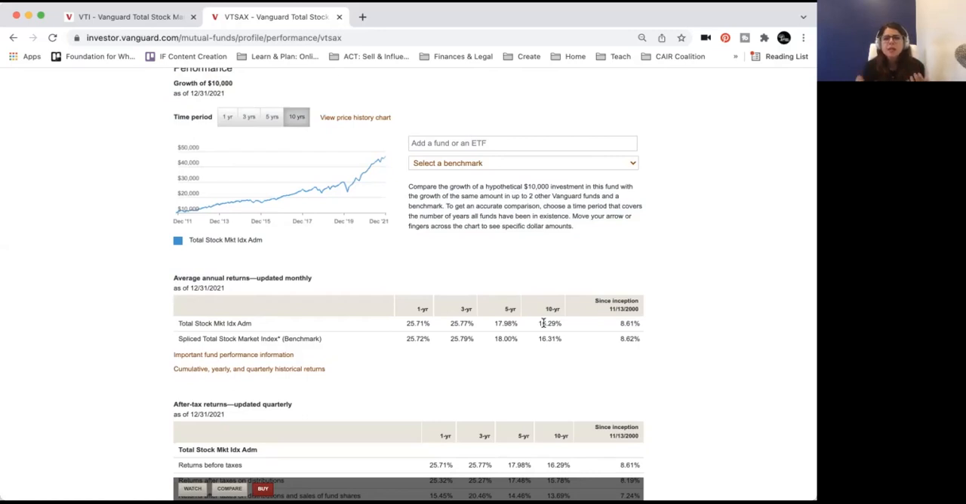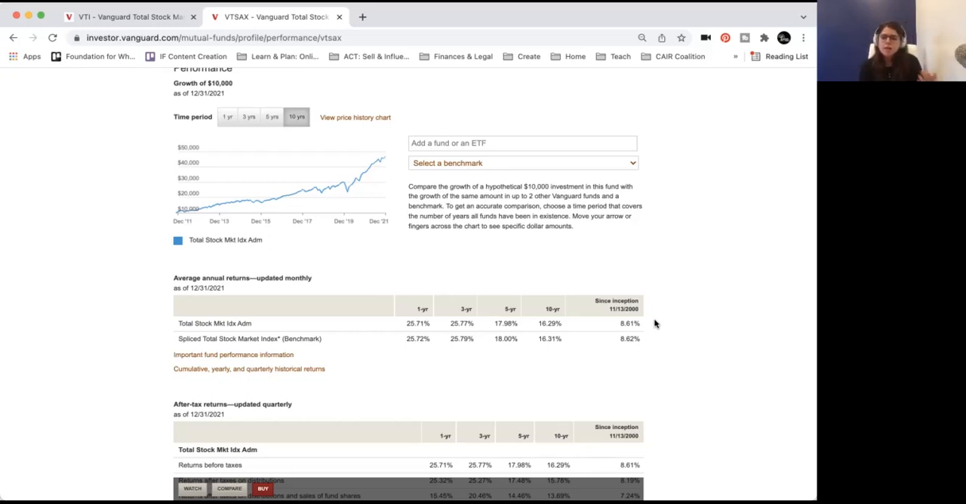That's why they're pretty interchangeable, VTI and VTSAX. The expense ratios are pretty similar. The performance rates are pretty similar. And then if we look at since inception, it's pretty similar as well. The ETF was a little higher, in the 9% range. This one is in the high 8% range. However, it's been around since 2000 instead of 2001. So that might explain the difference, because it's been around a little bit longer than the 2001 timeline for VTI. So that could explain the small discrepancy.